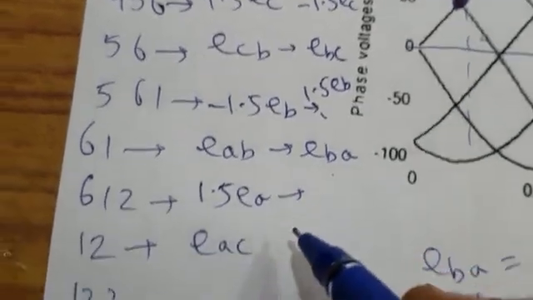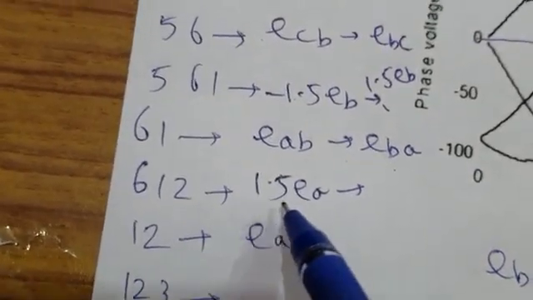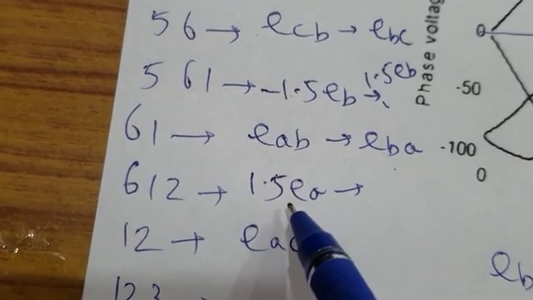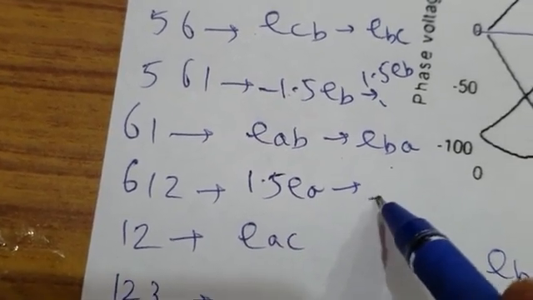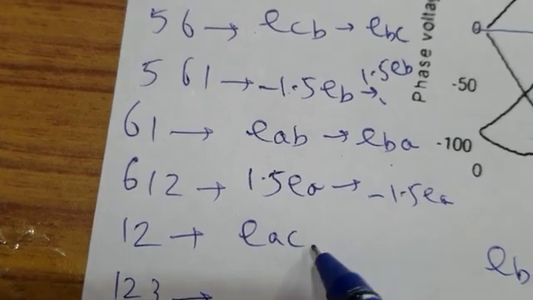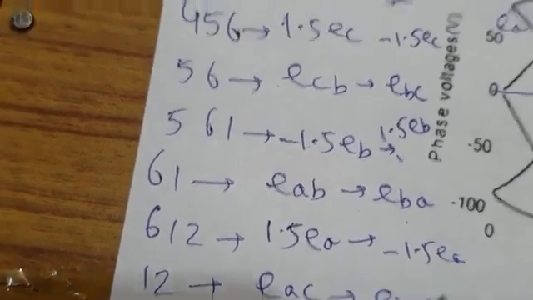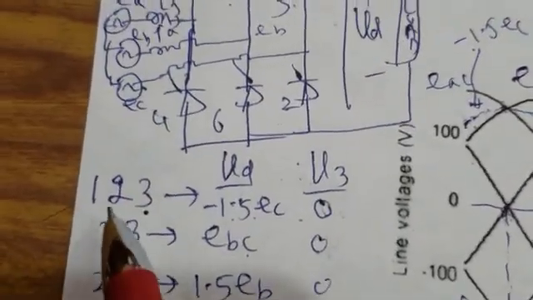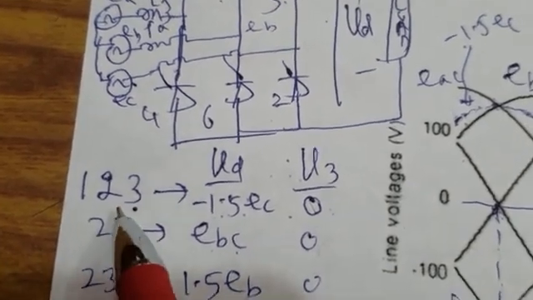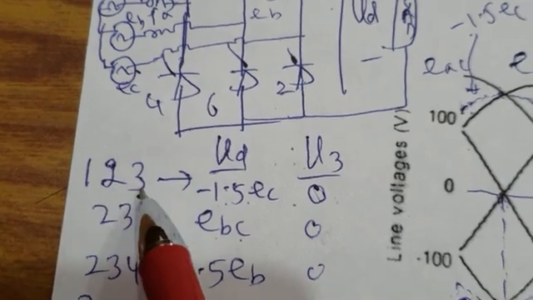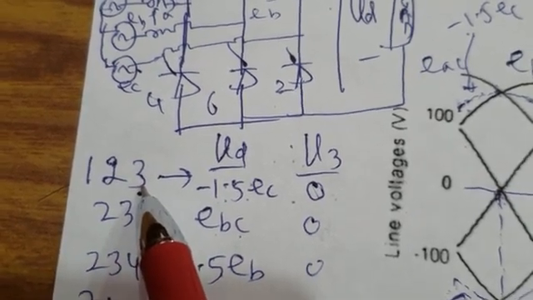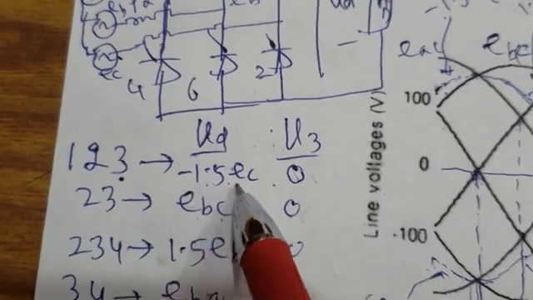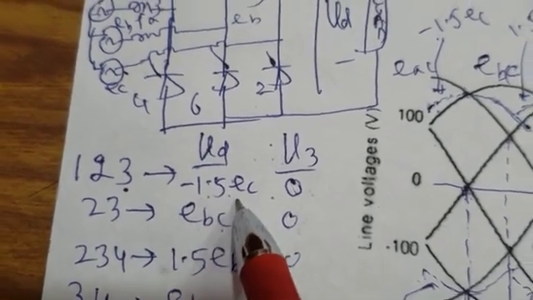EBA. Then 6, 1, 2 are conducting 1.5. This is 1.5 EA, so the voltage will be minus 1.5 EA. Then 1 is again conducting, so it will be EBA. Fine. So now we are ready for drawing the waveforms. Now our first instant is here from 30 degrees to 45 degrees. 1, 2, 3 valves are conducting and your load voltage is minus 1.5 EC for 15 degrees.